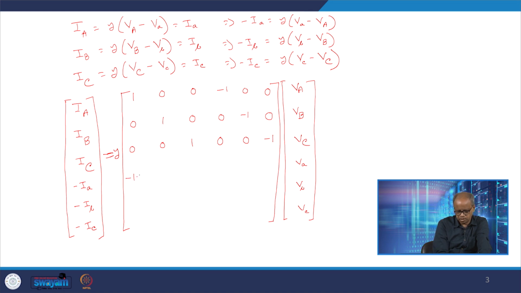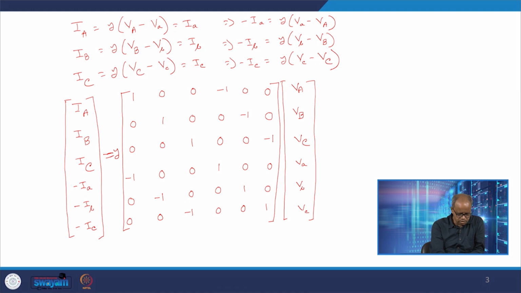So this is minus 1, 0, 0, then it is 1, 0, 0. Minus Ib is y into VB, so therefore 0, minus 1, 0, and then 0, 1, 0. And then minus Ic is y into VC minus VC, so it is 0, 0, minus 1, 0, 0, 1. So that is it. So this is the 6 cross 6 matrix. So y into this. You can see that it is a 6 cross 6 matrix.